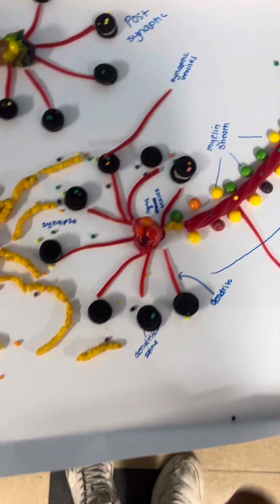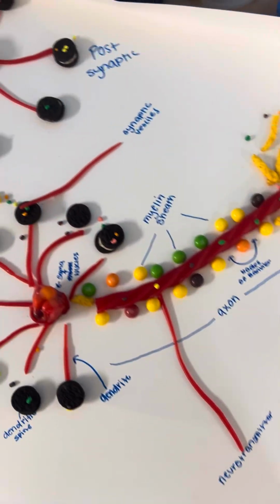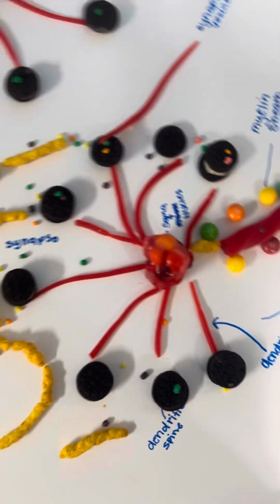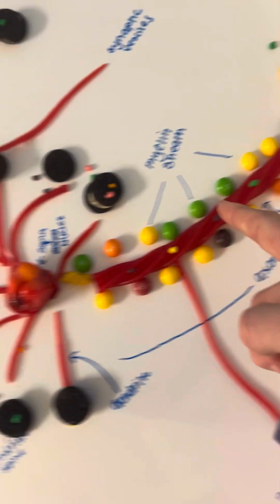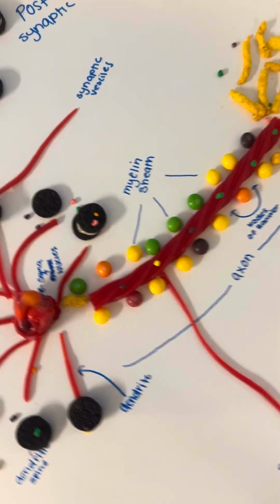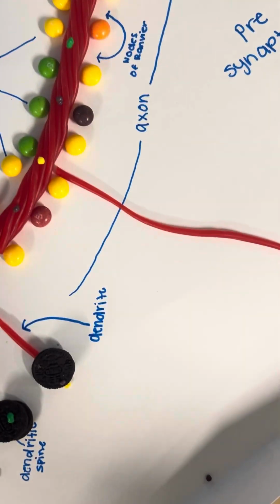The reuptake inhibitor stops the reabsorption process, leaving the neurotransmitters in the synapses longer, which increases their effect, which pretty much means that the neurotransmitters stay in the synapses longer and just increases their effect.